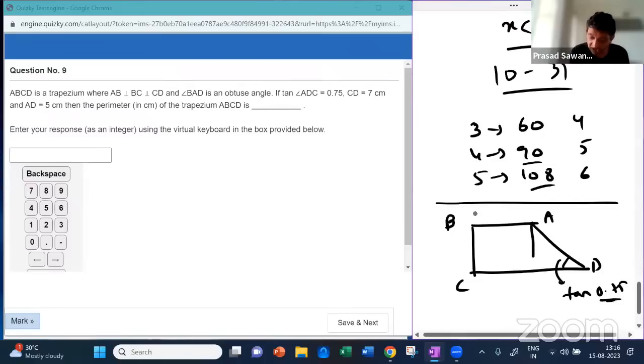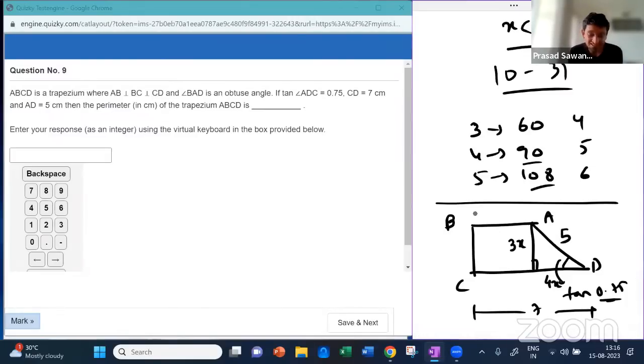CD is 7. So let's say I put this here. Tan is opposite upon adjacent. So opposite will be 3x, adjacent will be 4x. CD, the entire thing, is 7. And AD is 5. I like 3, 4, 5. Then the perimeter of trapezium ABCD is what? So this is 7, this is 3, so this will become 3, and this is 4, this is 3, this is 3. So it will be 5 plus 3 plus... they asked for ABCD. So 5 plus 6 will be 11, plus 7 will be 18. I think the answer is 18.